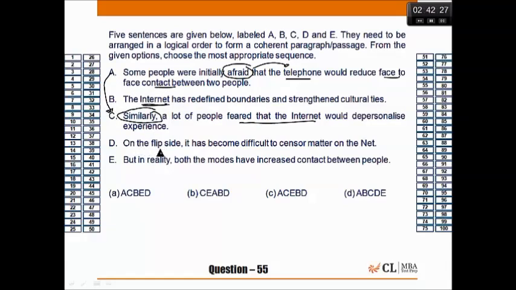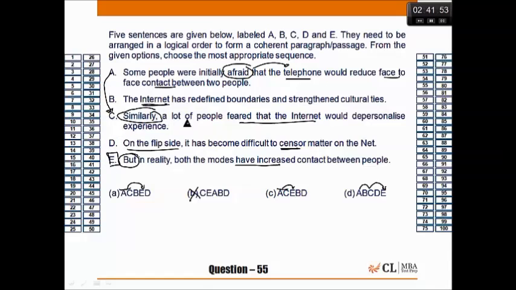Let's just check. On the flip side, it has become difficult to censor matter on the net. So this is talking about something very different. And but in reality, a contrast, both modes have increased. So I need to explain this. So I think A, C, E sounds about good. A, then C, then E. A, C, jump and E. This is starting with C, doesn't make sense. A, C, E. A, C, jump like that, okay. So, but, okay, then, but A, C, E.